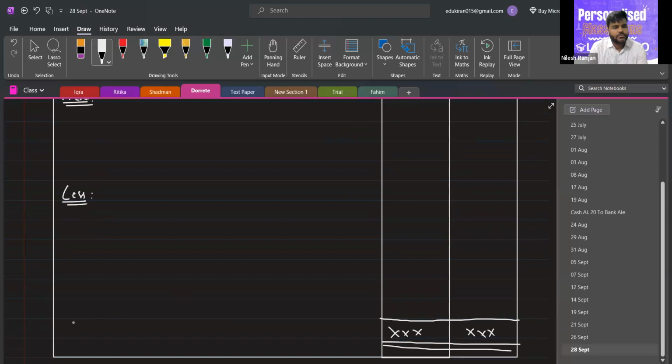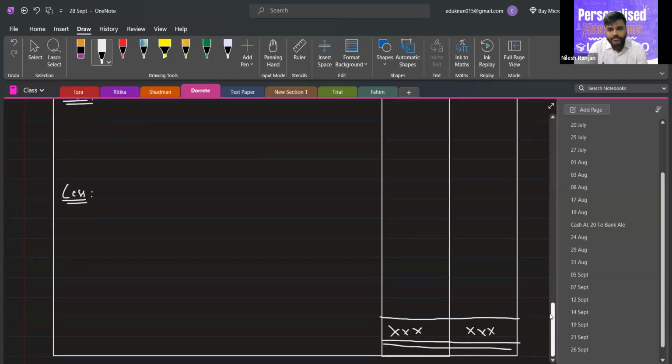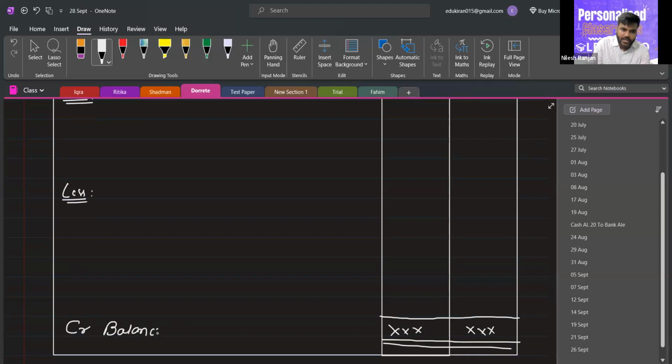Can you repeat again, sir? Whatever is written in the beginning of this bank reconciliation statement, we will write just opposite at the end. So if it is written debit balance here, then in the end, what will be written? Debit balance as per passbook. Yes, very good. Credit balance as per passbook.